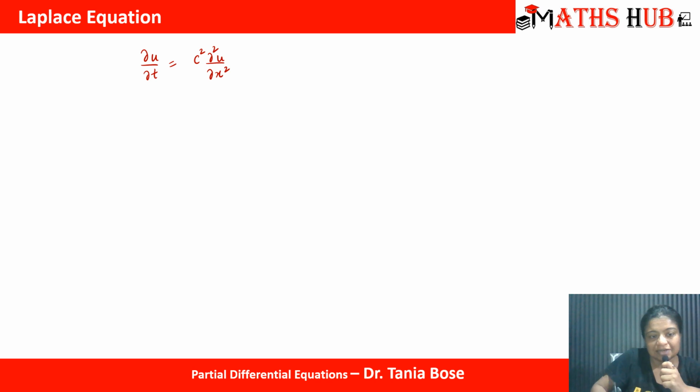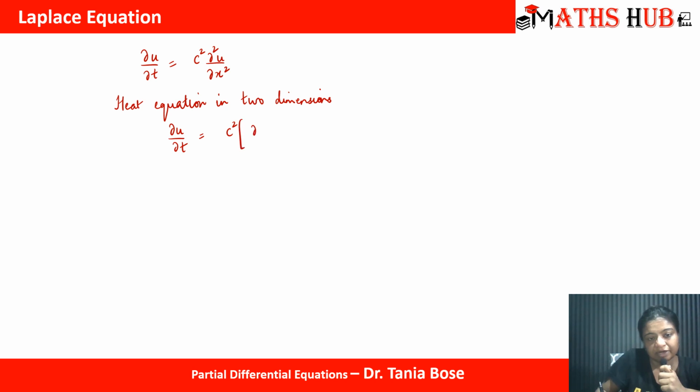So if I extend this heat equation to two dimensions, then we have another parameter associated with it, that is the y variable, right? So the heat equation in two dimensions becomes del U by del T is equal to C square. One component is x, del square U by del x square, and the second component becomes del square U by del y square.